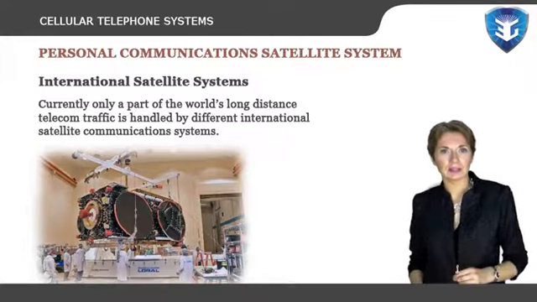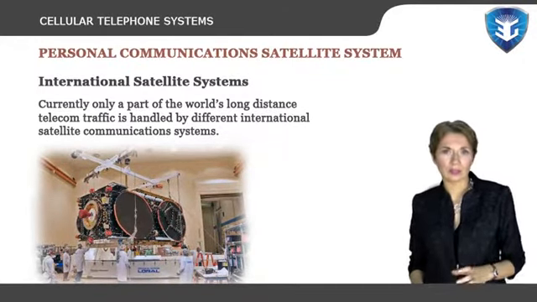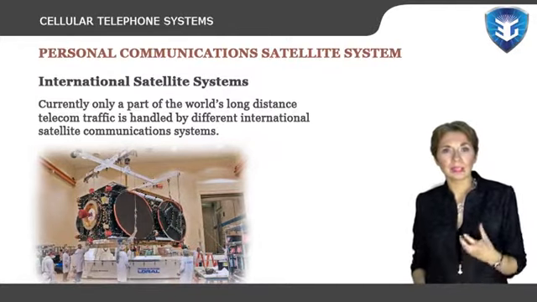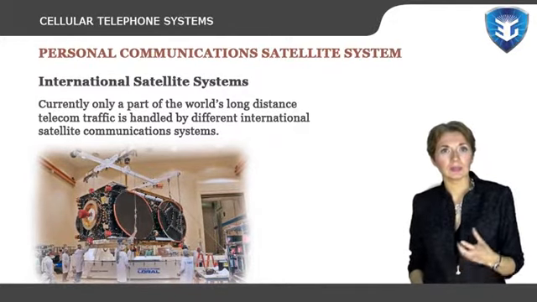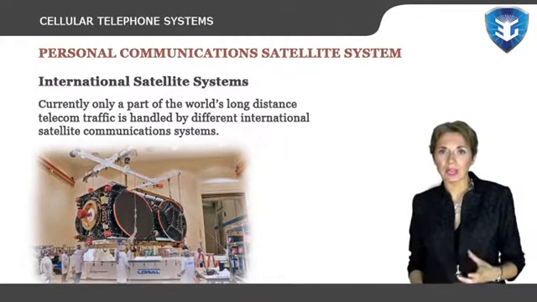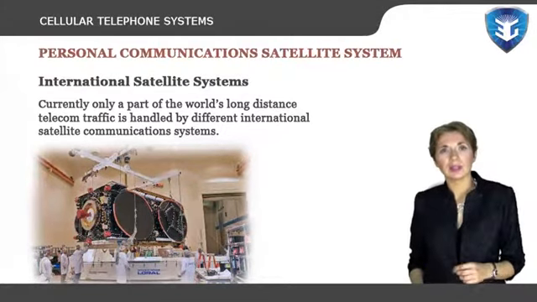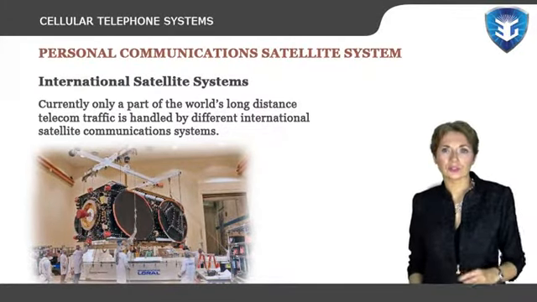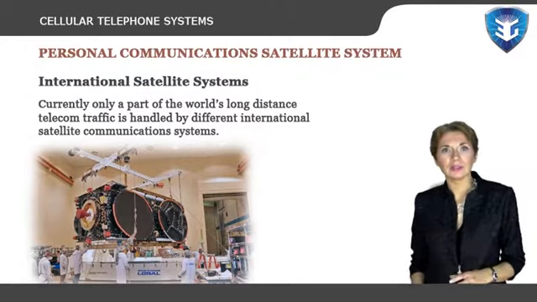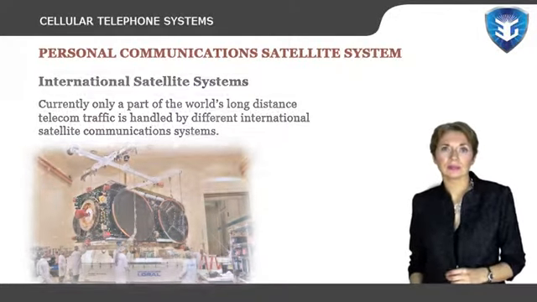International satellite systems. Currently, only a part of the world's long-distance telecom traffic is handled by different international satellite communication systems. However, for international broadcasting of television, there is no alternative to satellite communications. Examples of various international satellite systems are Intelsat, New Skies Satellite, PanAmSat, Intersputnik, Inmarsat, and Cosmos-SARSAT.